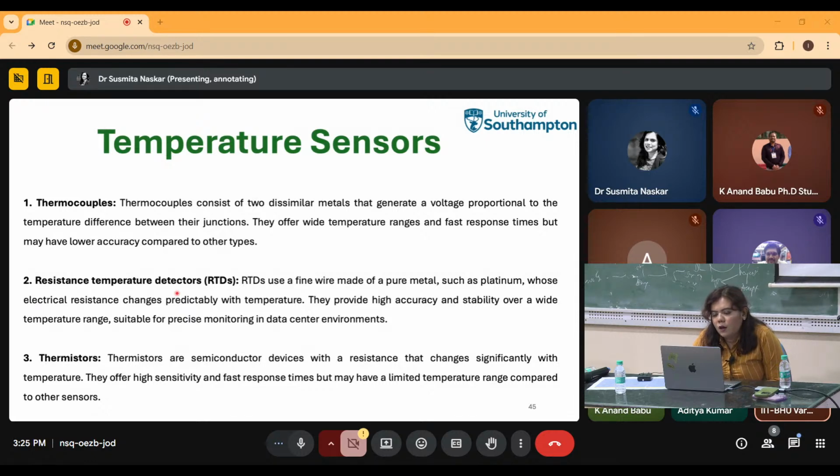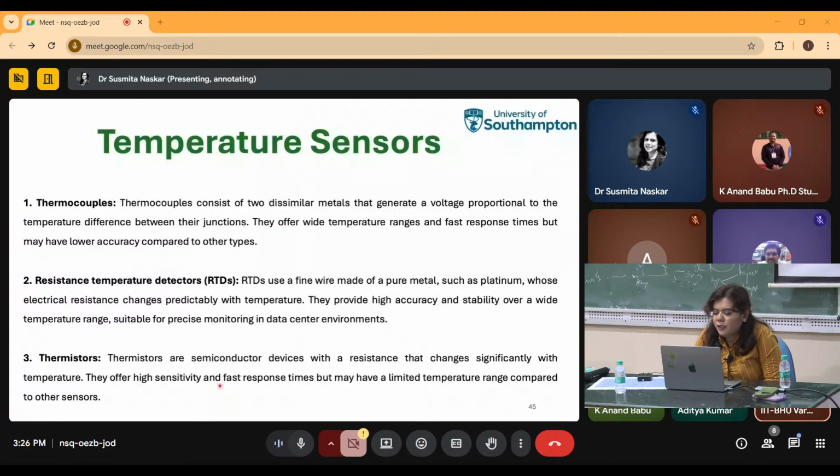Another important kind of temperature sensor is the thermistor. These are semiconductor devices whose resistance changes very significantly with temperature. They are extremely sensitive and they respond very quickly. If you compare the thermocouple with this one, the thermocouple does not have as much precision, whereas this one has very good precision. The thermocouple works over a wide temperature range and is very fast in response. Whereas the RTD also works over a wide temperature range, but it is not as fast as a thermocouple sensor.